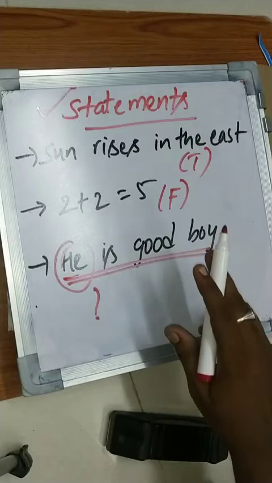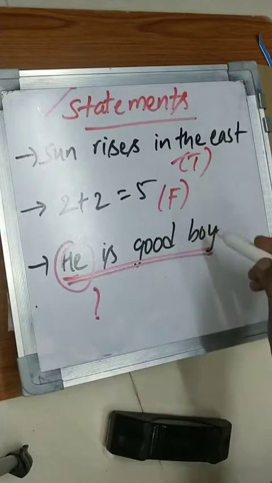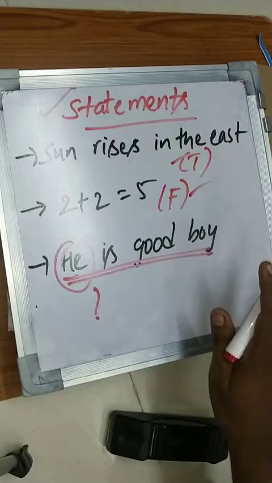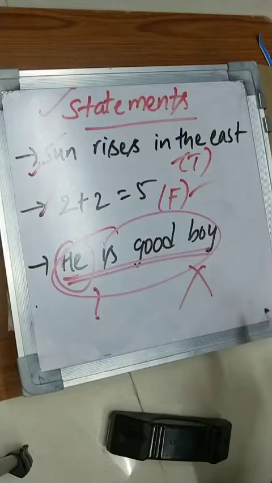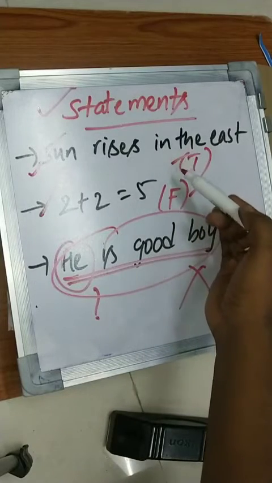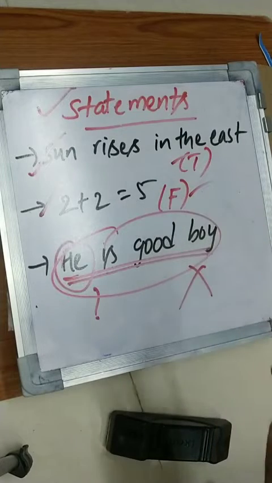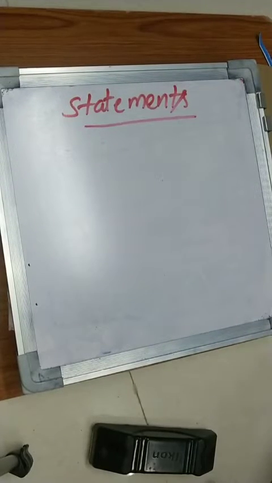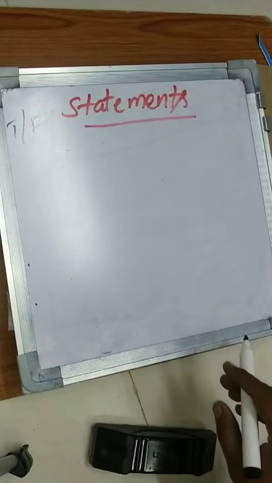A statement is a sentence, but it should be either true or false, but not both. It cannot be both. So this is not a statement. These two are statements, because they have either of the truth values, that is, either true or false. So that is called a statement. Clear? The truthness or falsity of a statement is called its truth value.